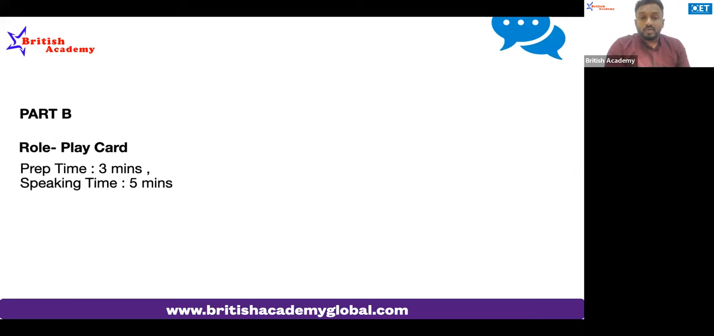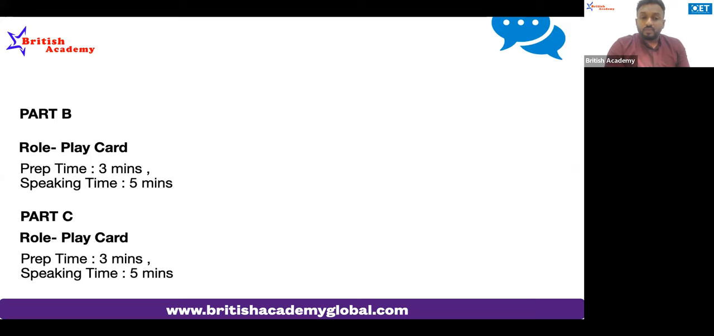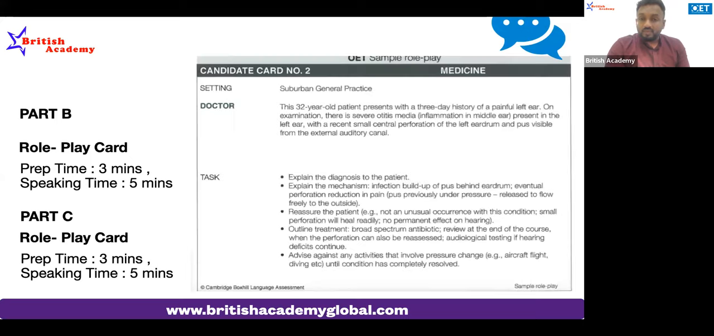Part B is all about a role play card, where the preparation time is 3 minutes and the speaking time would be 5 minutes. Part C would be a second role play card, wherein again the preparation time would be 3 minutes and the speaking time would be 5 minutes. And this is how the role play card looks. So there are certain factors.